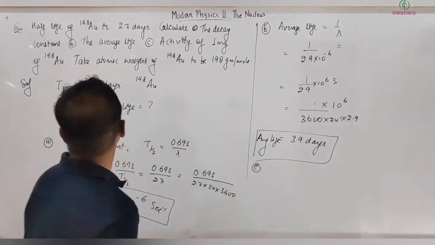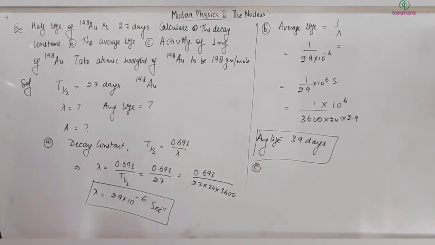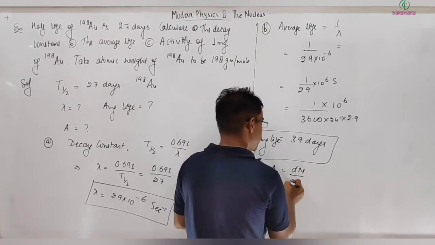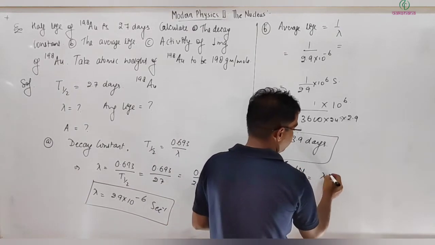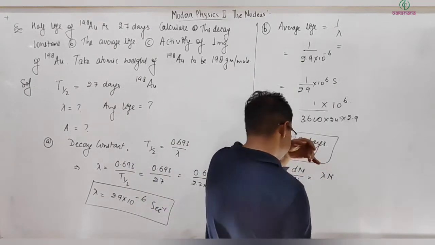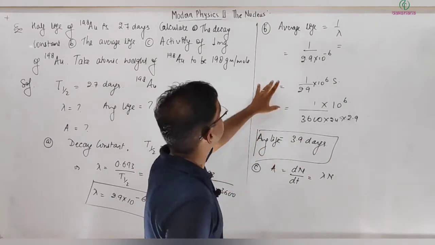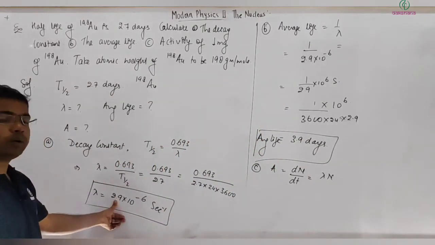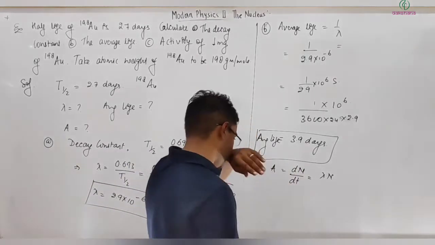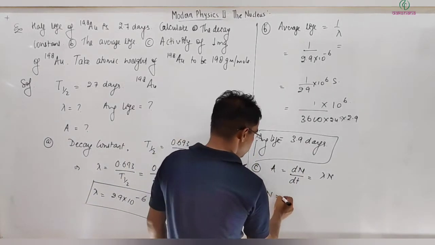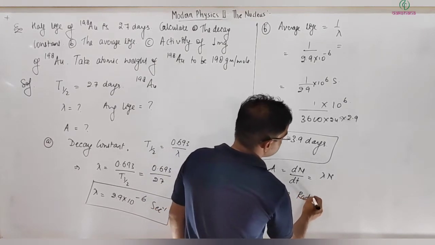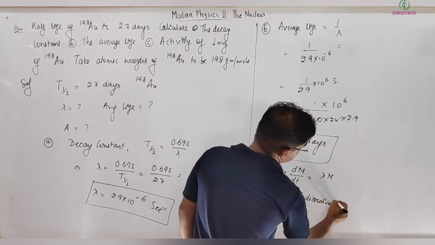Okay, let me get to the C part, that is the activity of 1 milligram. We know activity is equal to the decay rate, and that is equal to lambda times N. Clear? So activity is lambda times N. I already know lambda, 2.9 into 10 to the power minus 6 per second. N, the number of radioactive nuclei, I need to find.